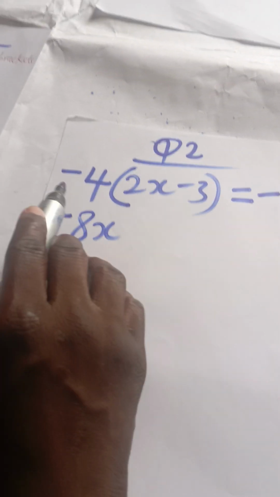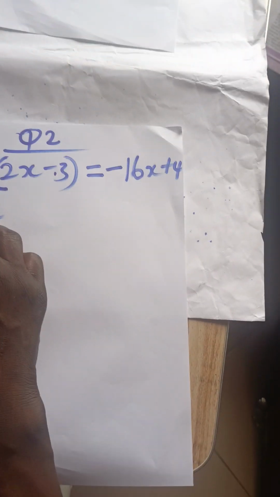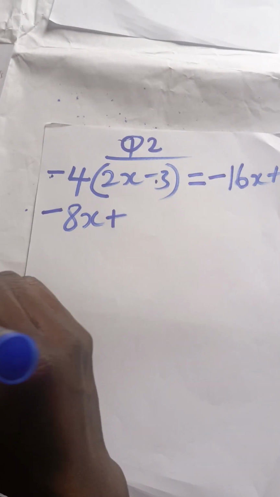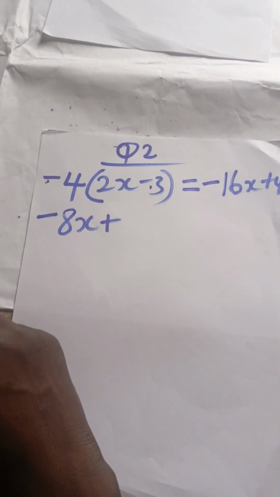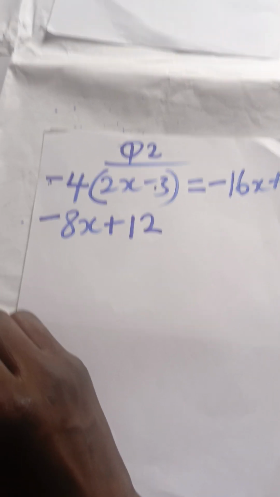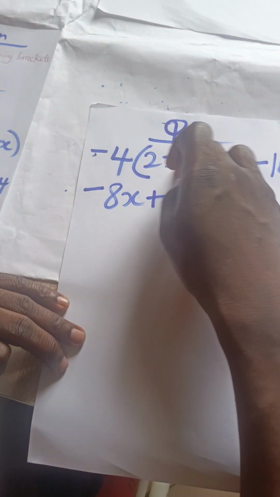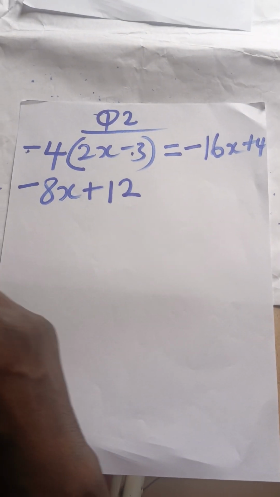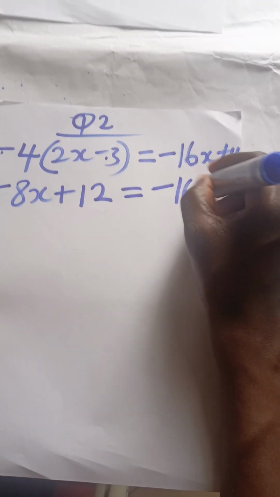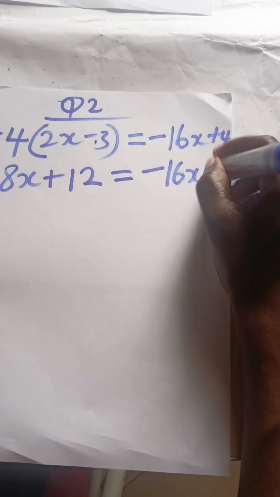Now, let's look at here. We have negative here and negative here. So negative times negative will give us positive. So negative 4 times negative 3 is going to give us positive 12, because 4 times 3 is equal to 12. Negative times negative is positive. Don't forget. It's equal to, there's no bracket here, so we have to write our negative 16x plus 4.